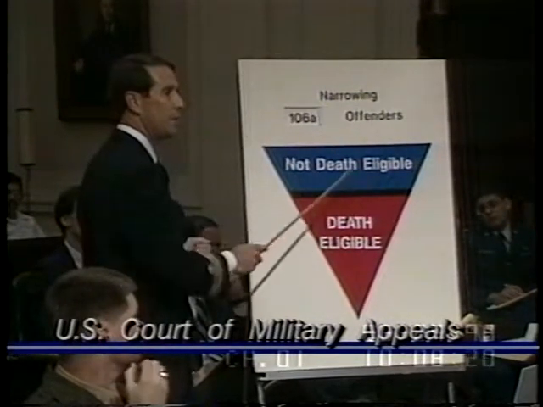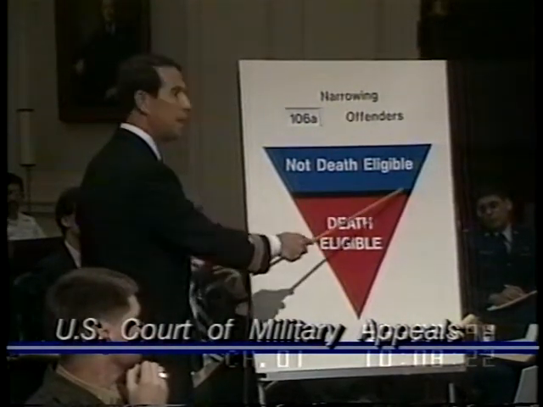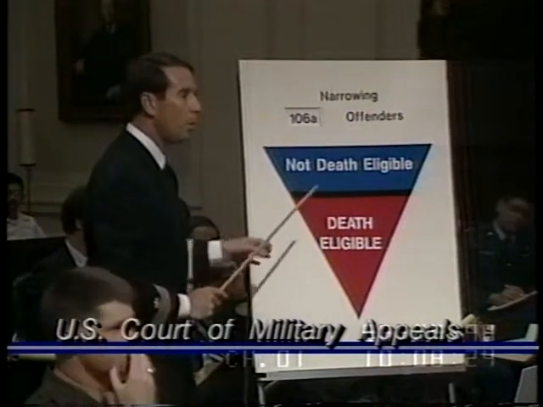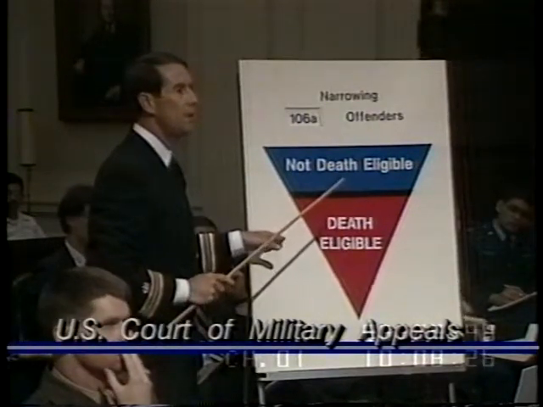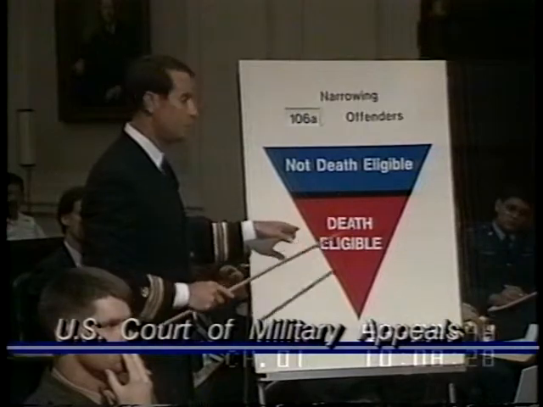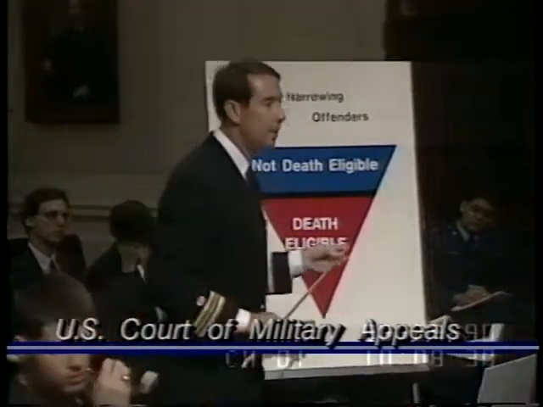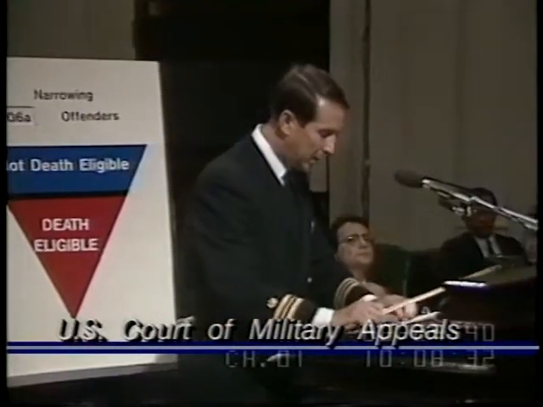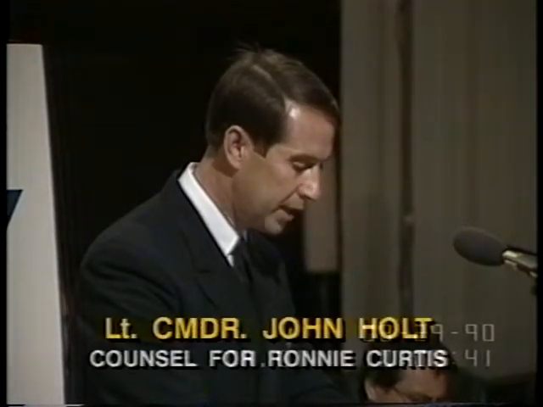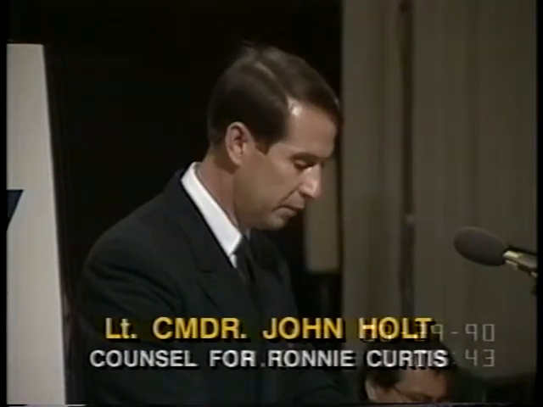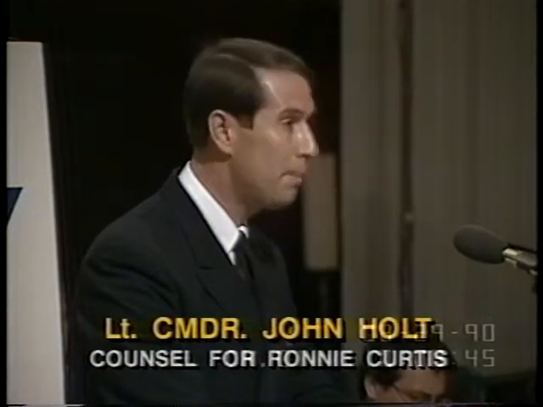The triangle now represents espionage offenders. They narrowed the espionage offenders so that only four particular classifications of espionage offenders were in the red area, the death eligible area. Those offenders were espionage that related to nuclear weaponry, military spacecraft or satellites, early warning systems. Secondly, war plans. Third, communications or intelligence or cryptographic information. And fourth, other major weapon systems.